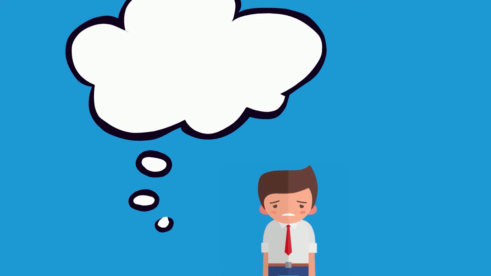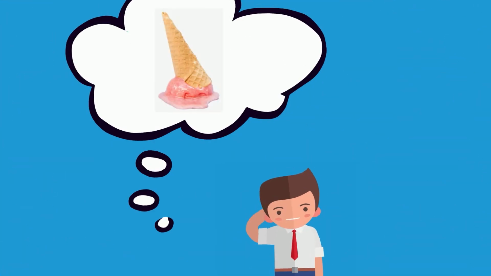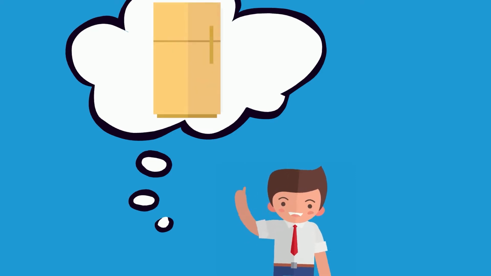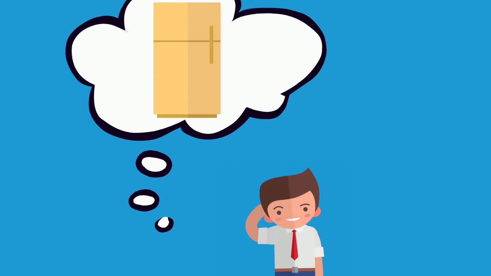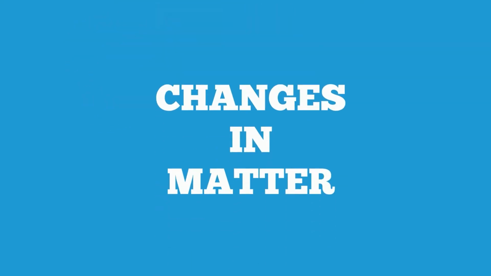So, John bought ice cream from a store. He decided to eat it at home. However, once he reached his house, the ice cream was completely melted. What shall he do? Simple. Put it in the freezer and wait for it to solidify again. How does this happen? We will find out more about it in this lesson on the changes in matter.